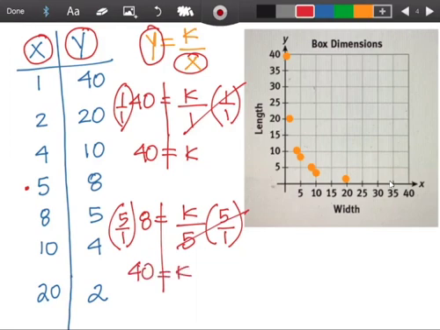All right, so that means I know, because I've already done this, that each one of these would equal 40 for k. So that means our equation would be y equals 40, because that's where k goes, over x. And that is the indirect variation form. So that means that this table is indeed an indirect variation.